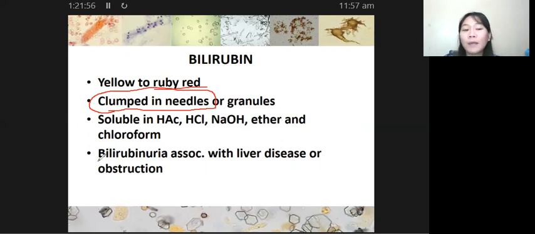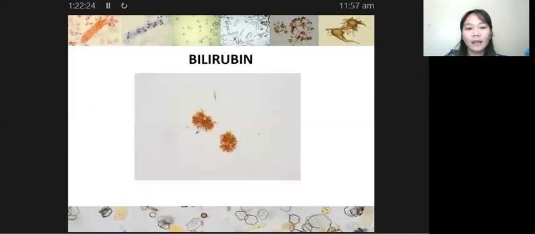Okay, so bilirubinuria associated with liver disease or even obstruction. So kung mag-isa ng bilirubin crystal mo, so of course, that's obstruction. Kasi pag liver disease, ano ulit ang palatandaan natin? La Trinidad Benguet. LTB. Alright. So, another. Yellow to ruby red. Clumps. Needle clumps. Okay? So, we have your bilirubin.